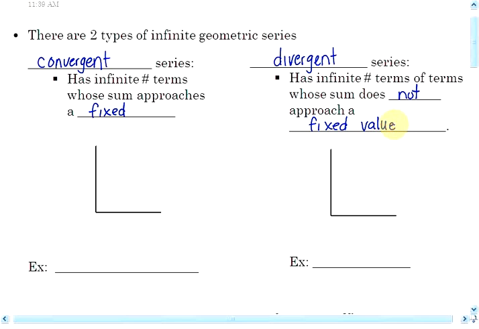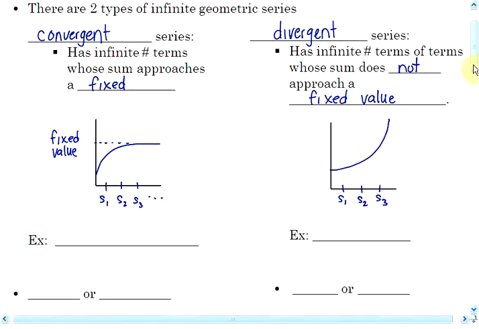If you were to graph the sum of these compared to the number of terms, a convergent series is going to do something like this, where this is that fixed value. And you can see that this is going to be the sum of one term, sum of two terms, sum of three terms, and so on, that it does hit a fixed value. A divergent series, on the other hand, will do something like this. It reaches no fixed value. Sum of one term, sum of two terms, sum of three terms.